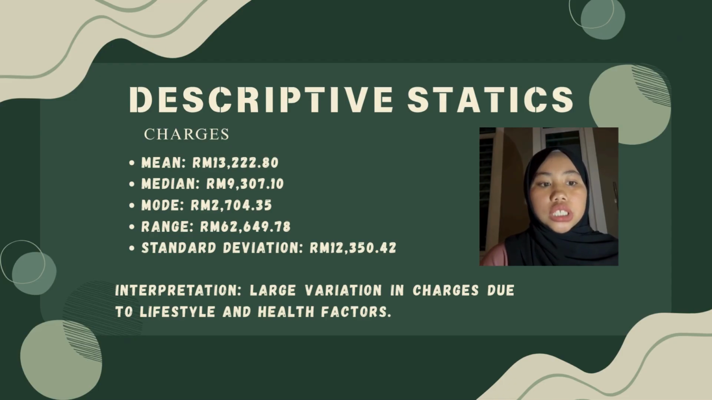The range of insurance charge is extremely large, from RM1120.65 to RM63770.43, which gives a range of over RM62,000. The standard deviation is also very high at RM12350.42, which confirms that there is a lot of variation in how much people are paying for their life insurance. This could be due to personal factors such as age, BMI, and especially smoking status.